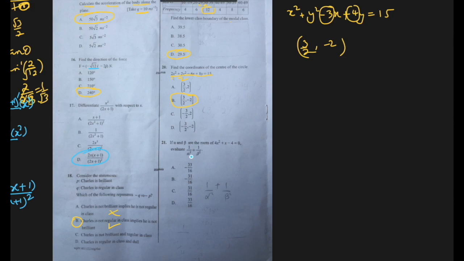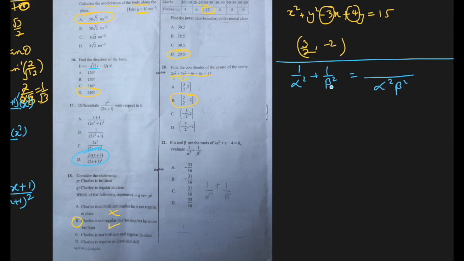Okay. Alpha and beta are the roots of this equation. Evaluate 1 over alpha square plus 1 over beta square. Let's find their LCM. If I want to find the LCM, it will be alpha square beta square. This is the LCM, right? So I need beta square with the first term, so I multiply beta square on top as well. I need alpha square with the second term, so I multiply alpha square on top also. So here I get beta square plus alpha square.